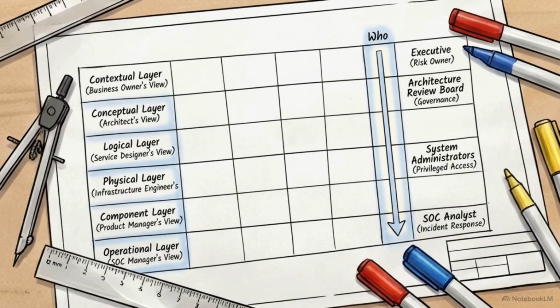After defining requirements, you organize them using the 6x6 SABSA matrix. The matrix serves as a structured thinking tool to align different stakeholder perspectives, from the business owner to the SOC manager. You ensure total coverage by answering 6 core questions at every layer. Tracing the who column connects the executive risk owners at the top to the architecture review board, the system admins, and finally the operational SOC analysts.